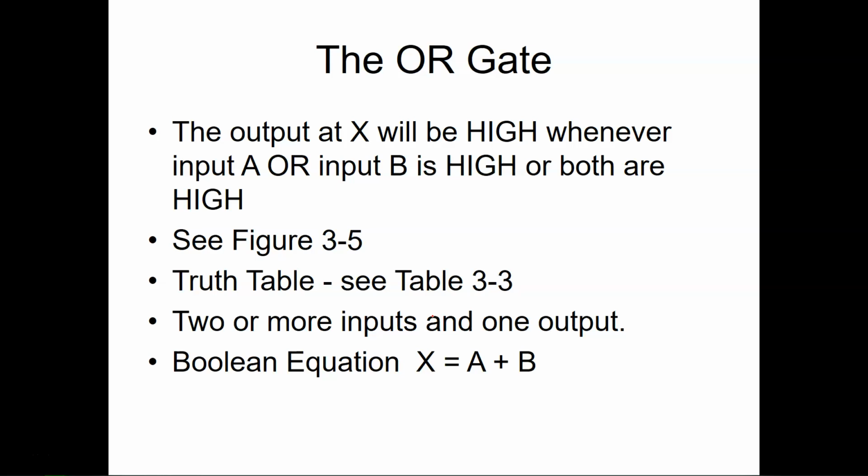So looking at the OR gate, this is where the output at X will be high whenever input A or input B is high, or both are high. So in other words, A or B, or even both, can be used to create an output here. So 2 or more inputs and 1 output. But it doesn't matter which input you use to create the signal, as long as you use at least 1.